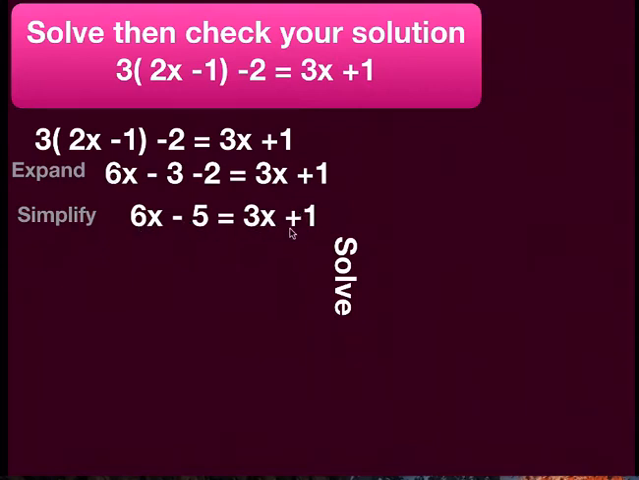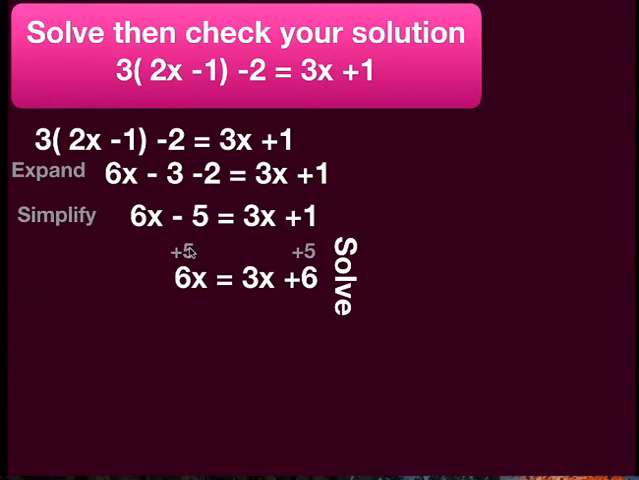Now we start solving this. This is a familiar equation now. It's an equation with a variable on each side without grouping symbol. So no more grouping symbol, as you can see. So what do you do? You can add 5 to eliminate the minus 5. So you get 6x equals 3x plus 6. How do we get this 6? It's 1 plus 5 equals 6.